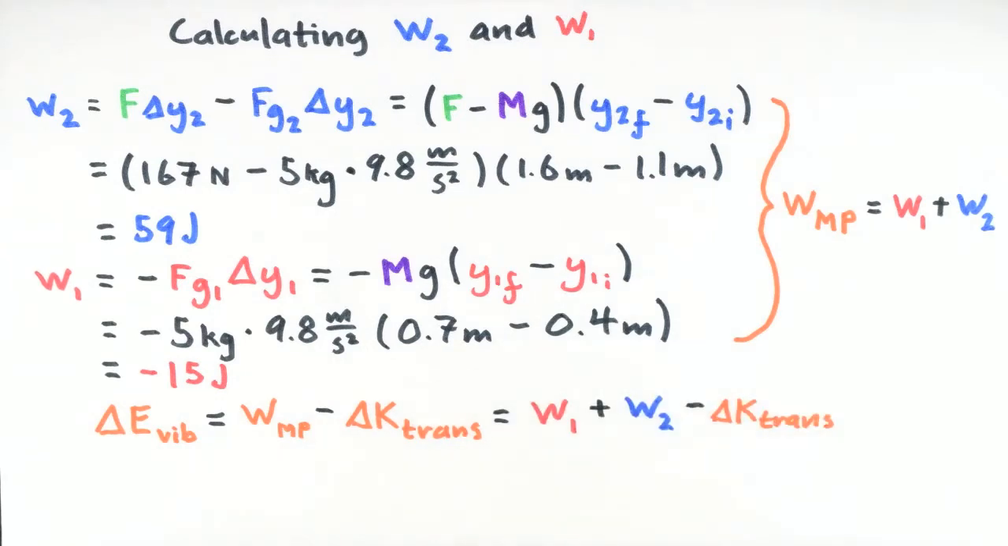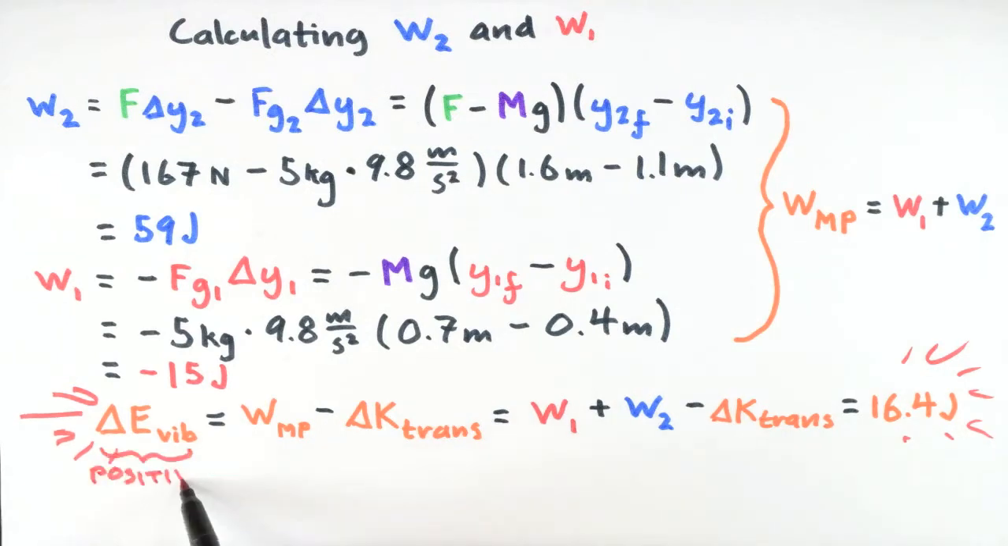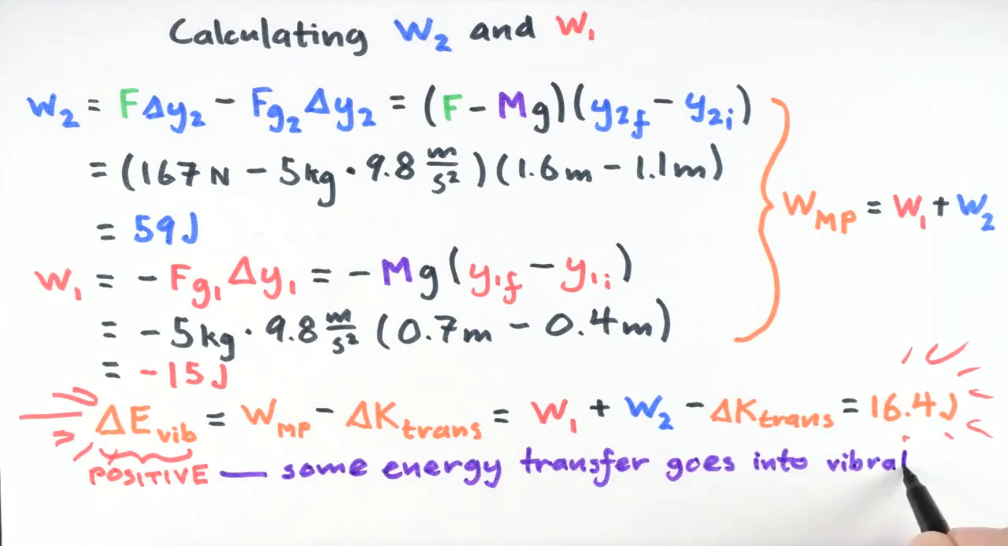To do this, we insert the numerical values, and we include the result for the change in translational kinetic energy that we found earlier. We notice that the change in vibrational energy is positive. We see in this case that there is net energy transfer from the surroundings to the system, and some of that transferred energy shows up as an increase in vibrational energy.